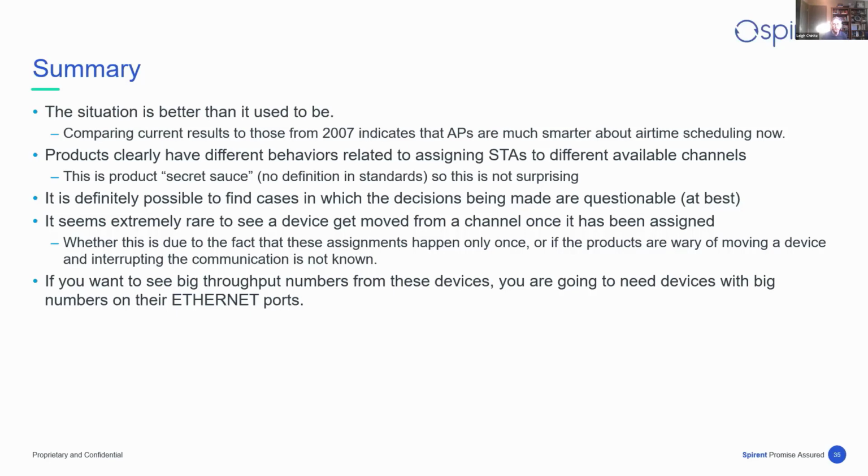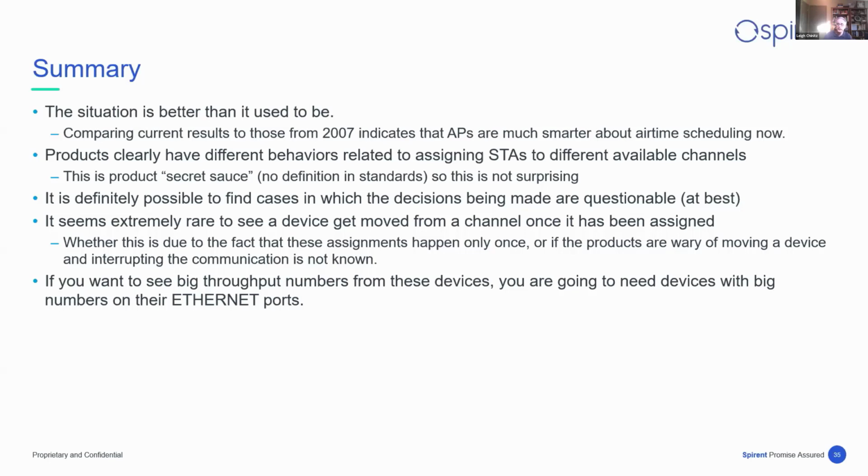But it's also probably a function of the fact that APs are fairly loath to move stations, because when you move a station, it will of course lose connectivity during the time of the move. It's like a roam. That can be quite disruptive, and unless an AP can come up with an extremely good reason for doing it, it may just not.